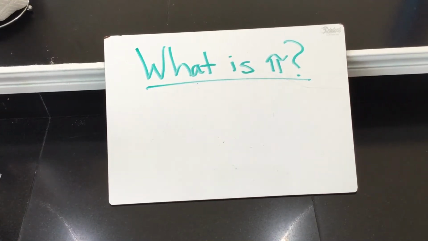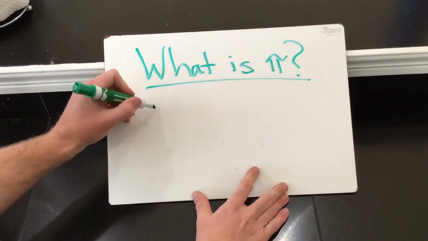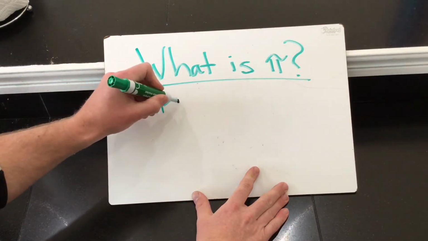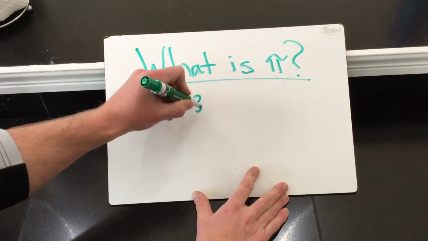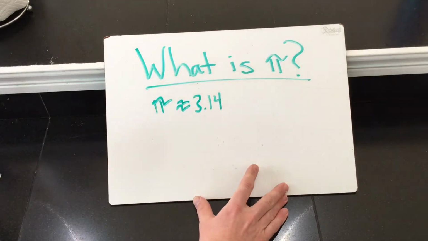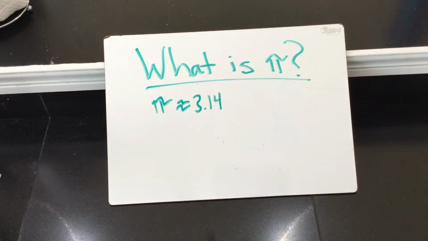Hello there. Today we are going to address the question, what is pi? Because we are going to start using pi a lot more frequently in class. Now, we often know that pi is estimated as 3.14. And so what I want to do is take a look at why it is 3.14, so that way when we're crunching numbers we get it.